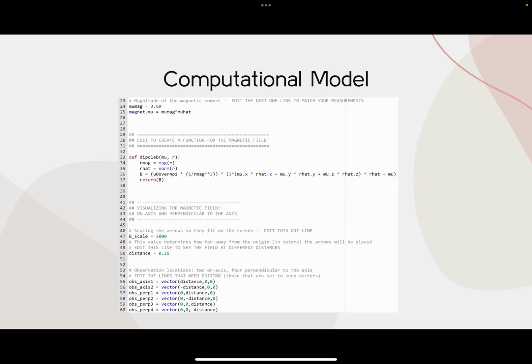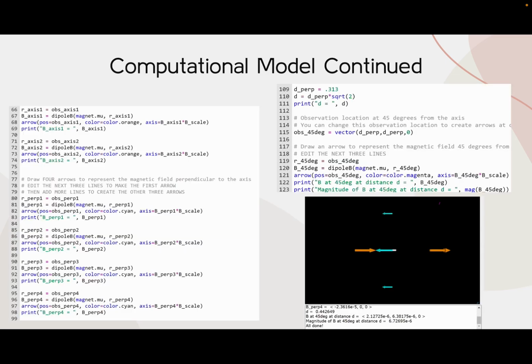This is the computational model. The first part is the mu that we calculated earlier, and then the function calculates the magnetic field using mu and R. The bottom six vectors create the observation location vectors, and the picture on the left creates the arrows for the magnetic field for the on and off axis. The d-perp for the picture on the right is the average distance from the perpendicular axis data, and then the bottom creates a magnetic field based on the data, and the very last picture is what the code outputted.